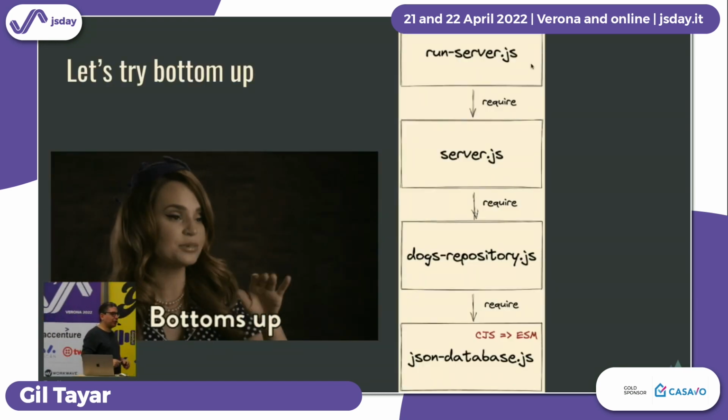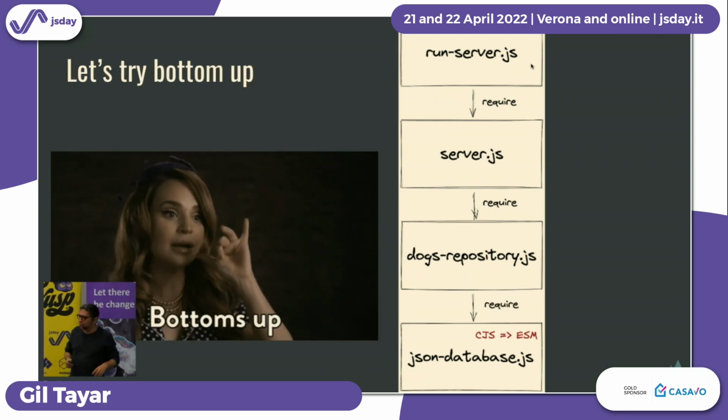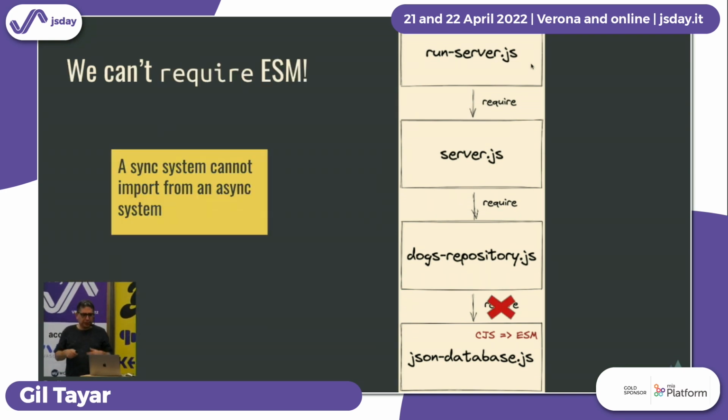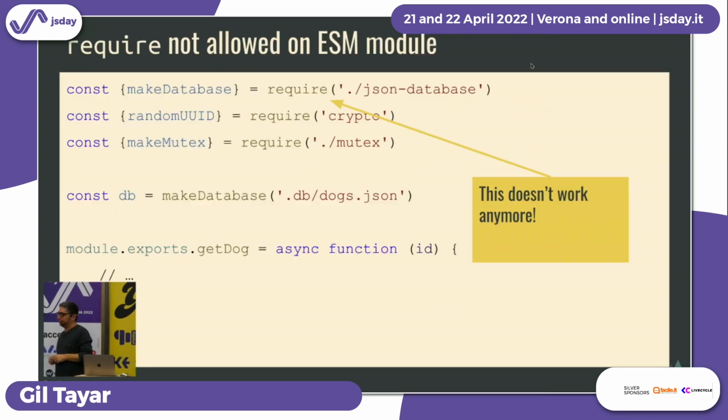So let's try it. Let's try bottom up, which is, I want to convert JSON-database.js to ESM. Very easy. So I convert it. We'll talk in a second how. Basically, it's changing the exports to export, right? Exports.add to export. But now I have a problem because the docs repository which uses it can't require it anymore. We saw why. CJS cannot require ESM. Await import is too much of a hassle. We have a problem here.